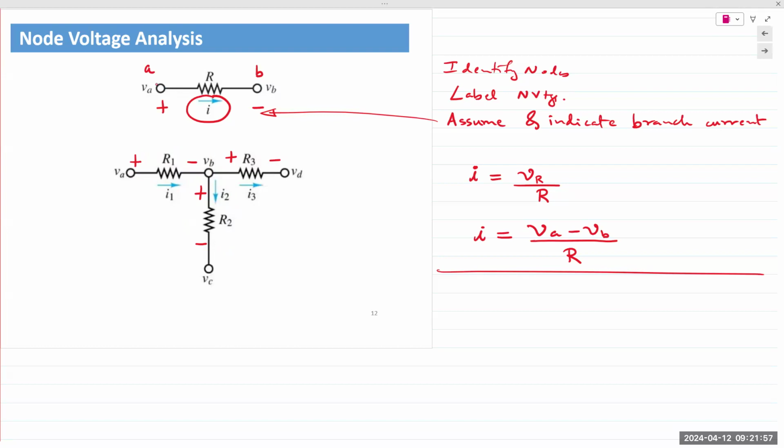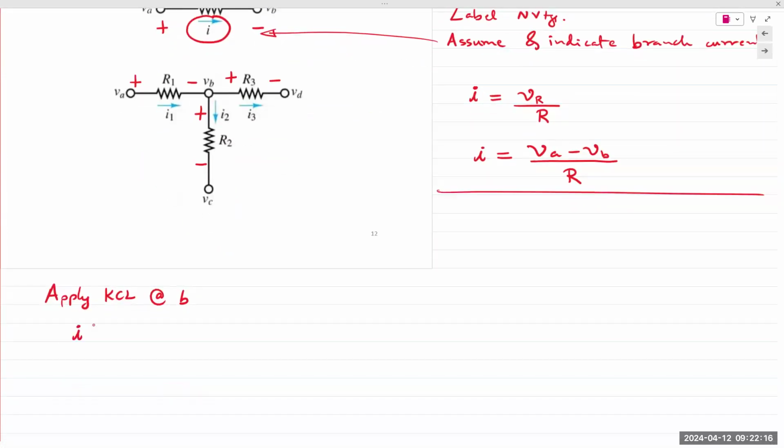Now we apply KCL at node B. All right, apply KCL at B. What do we have? How many currents entering? I1 equals I2 plus I3. So again, that should be your absolute first step in writing out the equations. You apply KCL, whatever label you give to the currents, you write out that KCL expression. I1 is equal to I2 plus I3.